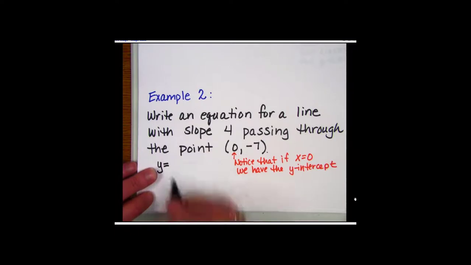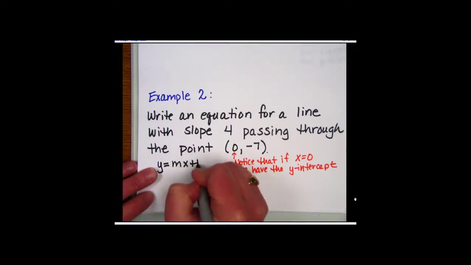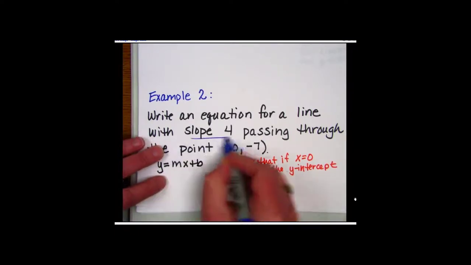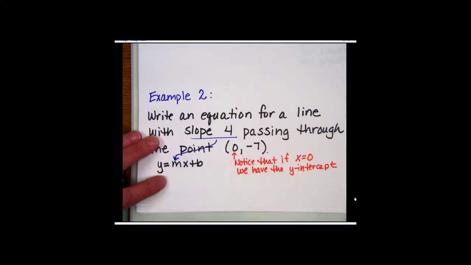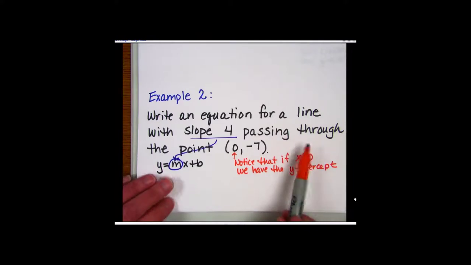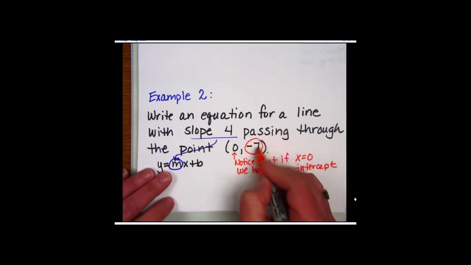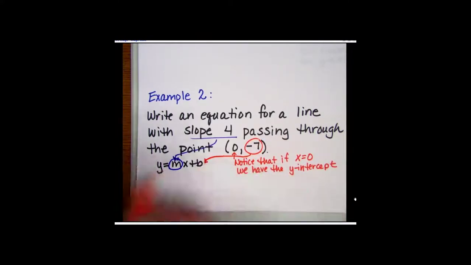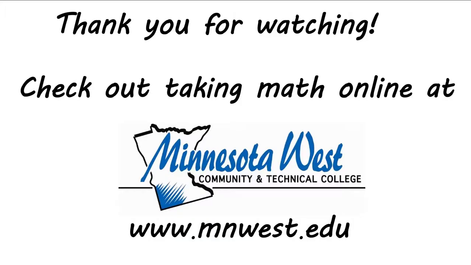So y equals mx plus b. Again, it says slope of 4, so that's going to go in for my m. And we know, even though they didn't tell us it was the y-intercept, we know that this is the y-intercept because x equals 0.